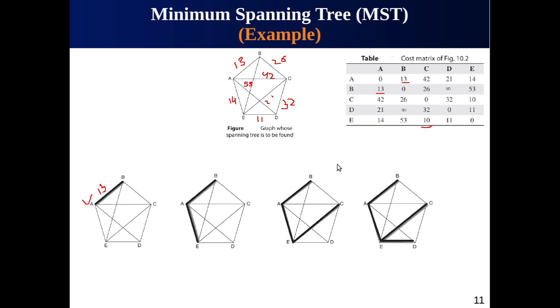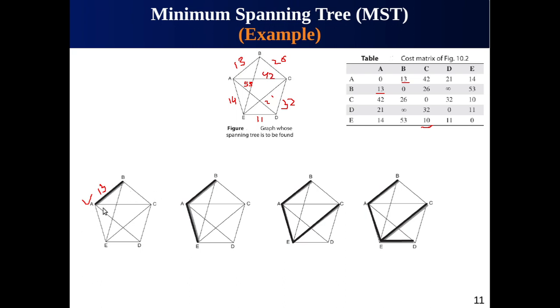Not EC. Let us revise the concept. We have the vertices A and B, which are active now. As you can see, the adjacent edges from A are AC, the cost is 42, AE, the cost is 14, AD, the cost is 21, and similarly for B, there is BE, which is 53, BC, which is 26, and that's it.